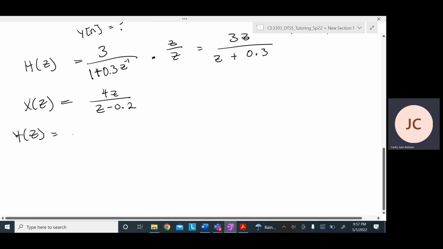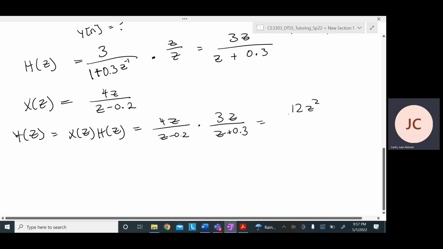Y of z is equal to X of z times H of z. So that's going to be our X of z, 4z over z minus 0.2, times H of z, 3z over z plus 0.3. So let's multiply this out. We will get 12z squared over z minus 0.2 times z plus 0.3. And let's leave it like that. So this is our Y of z.